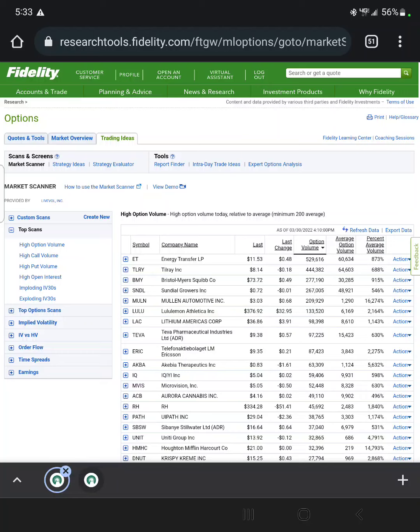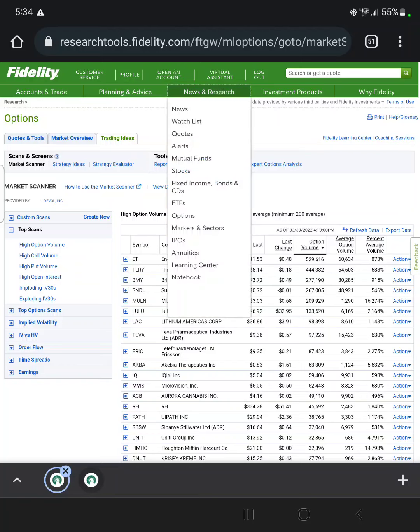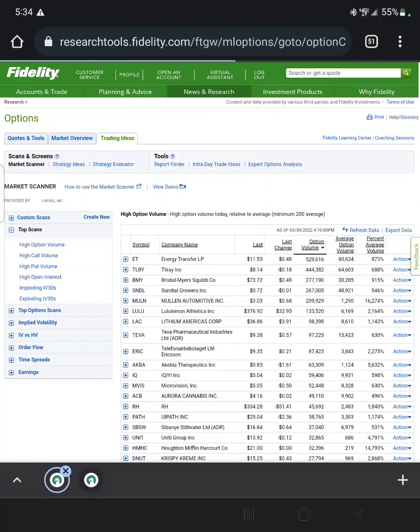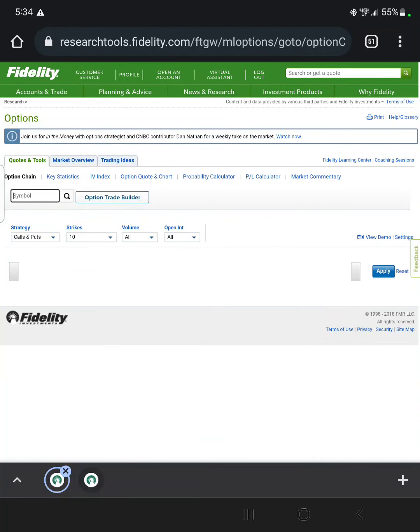And where it comes in real handy is if you're looking at options. So if you're trying to figure out, hey, what am I going to do for options, or what's pretty hot right now, or what is something that somebody knows somewhere that I don't know. And a fun way to find that out is once you log into Fidelity, if you go to News and Research, and you go to the options section, you will get this.